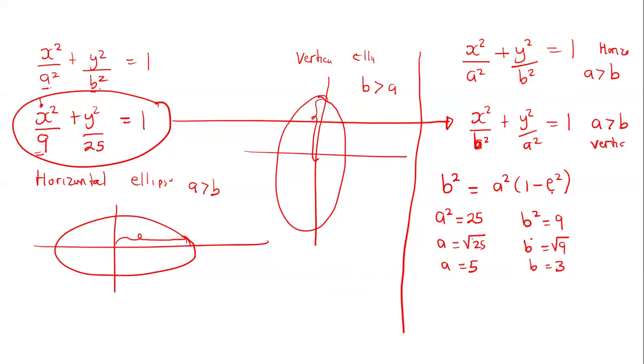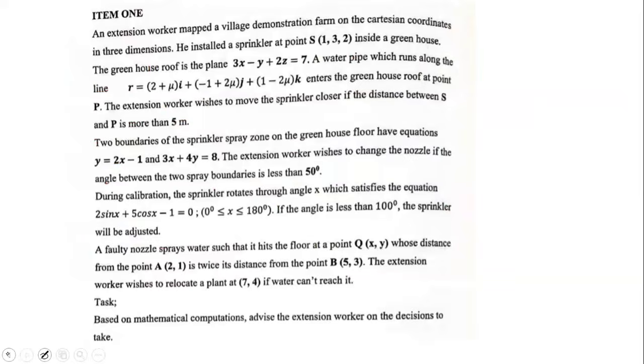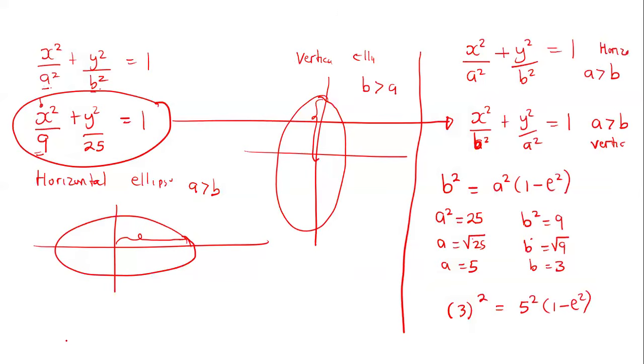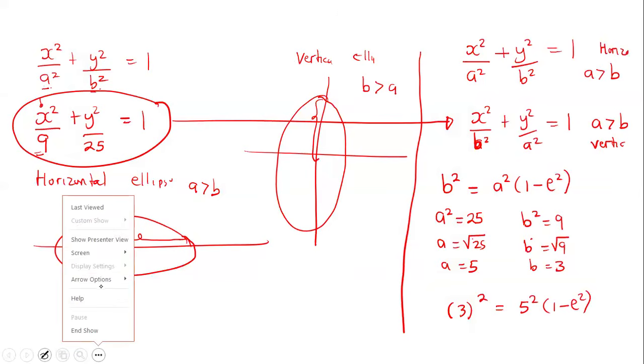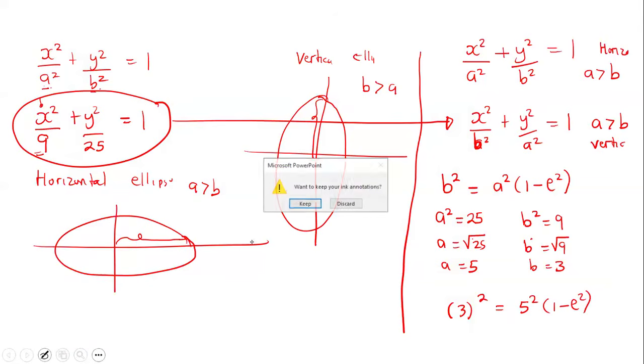So what are you looking for? You are looking for e. So you substitute your 5 and your 3 in here. Your b is going to be 3, so here is going to be 3 squared, and a squared is going to be 5 squared, into 1 minus e squared. Someone may ask why we are doing this; you could even just substitute them. There is no problem. Let me create some space.